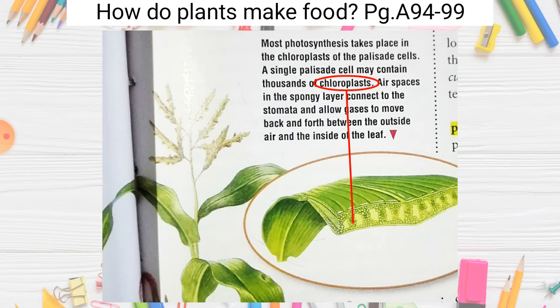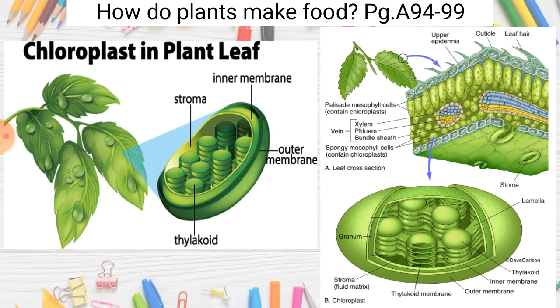You can see here how inside a leaf there are millions and millions of chloroplasts. They are so small that you need a powerful microscope just to see them. Chloroplasts are really small. They are even smaller than a regular cell. Inside the chloroplast, a special process happens. Besides that, chloroplasts contain a pigment called chlorophyll. Chlorophyll is responsible for making leaves green.